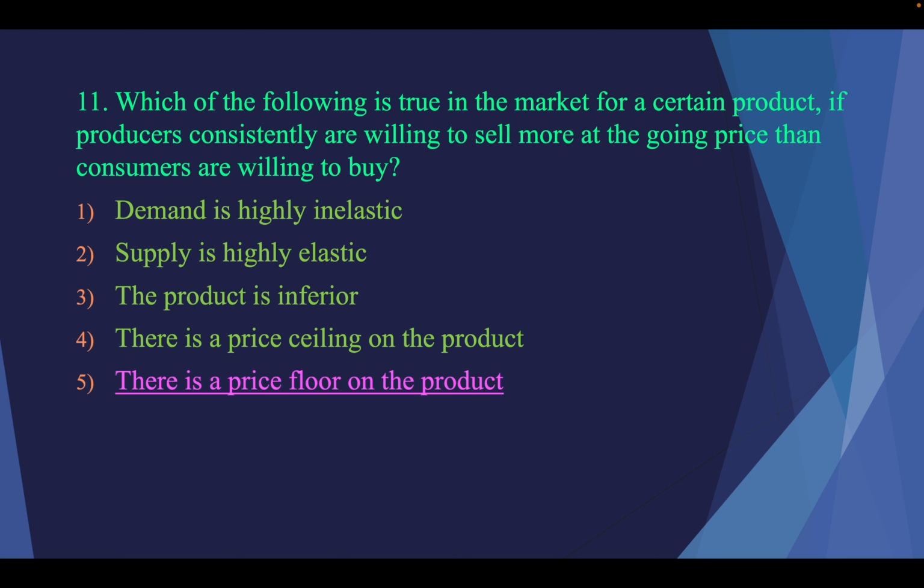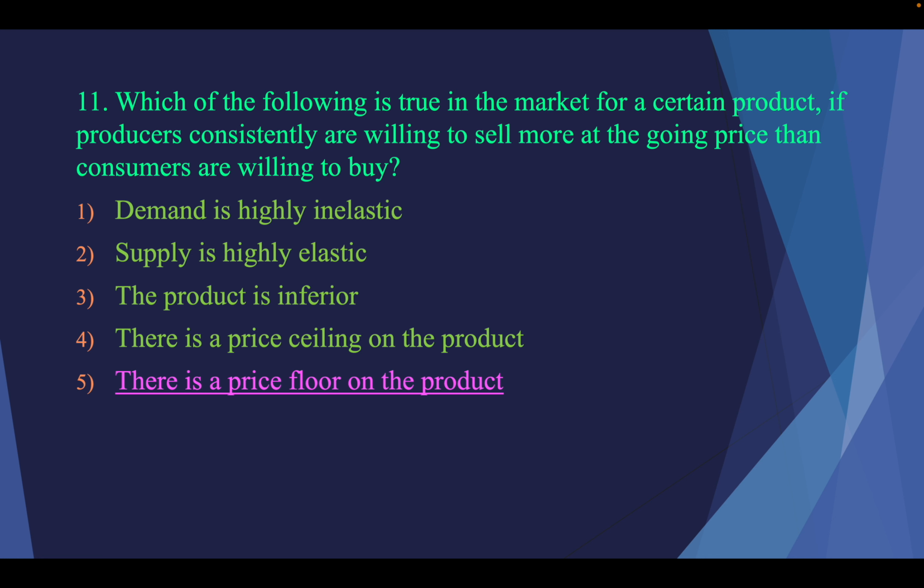The 11th one: which of the following is true in the market for a certain product if producers consistently are willing to sell more at the going price than consumers are willing to buy? Here they mention producers consistently are willing to sell. That means producers' supply is greater than consumers' demand at the going price. You have to find out the answer for that. Read the question thoroughly, then identify the most important words. Okay, most important parts, then you can easily find out the answer.